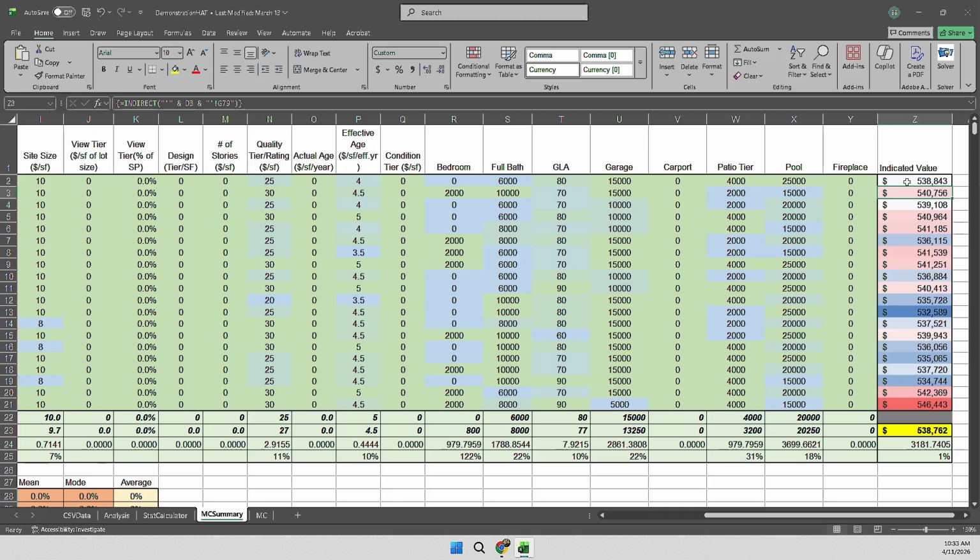And you can see that if we look at the whole set of the top 20, well, the average indicated value of that entire top 20 set is 538, so that is a very different way of looking at value, at what adjustments mean, how they can be applied, because they can't be applied in isolation because they all impact one another.